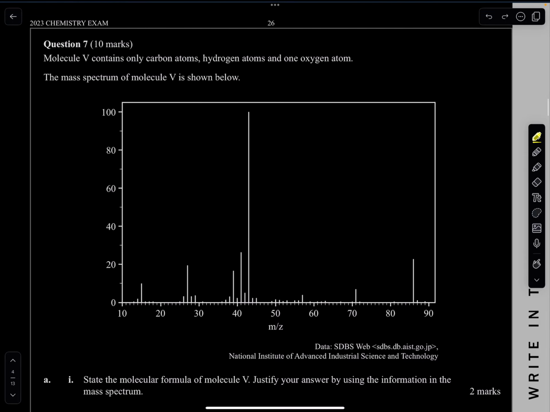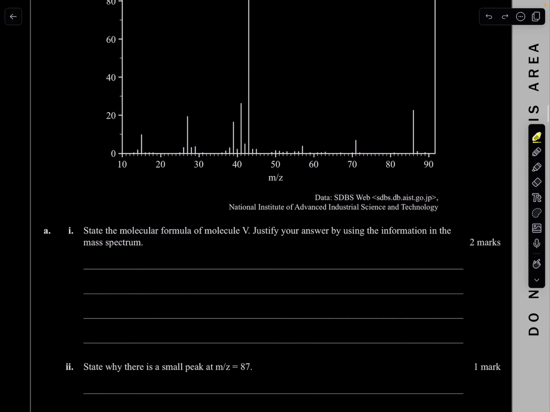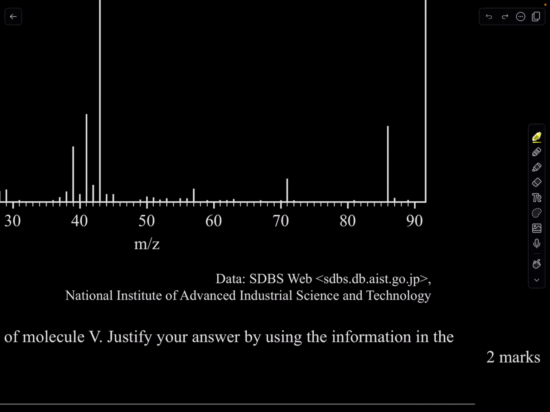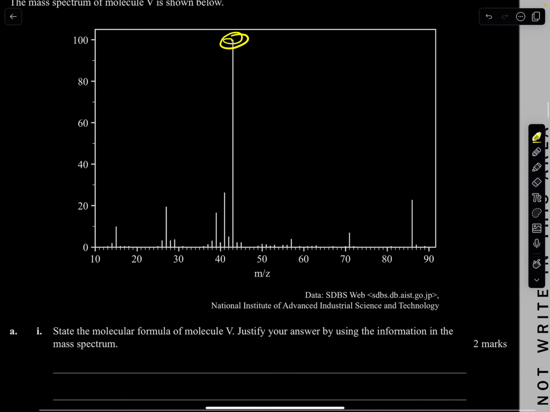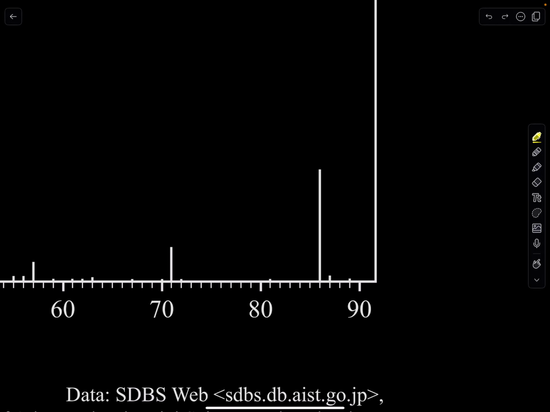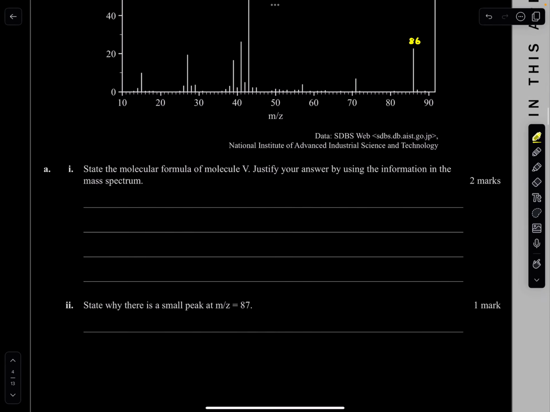Next question, 7. Molecule V contains only carbon atoms, hydrogen atoms, and 1 oxygen atom. The mass spectrum of the molecule V is shown below. State the molecular formula of the molecule V. Justify your answer by using the information in the mass spectrum. Easy. What we're going to look at is the molecular ion peak, which is this one over here. Remember, the one with 100 intensity is your base peak. We want the molecular ion peak, and what's the number? It's 86. So basically the molar mass of the molecule is 86.